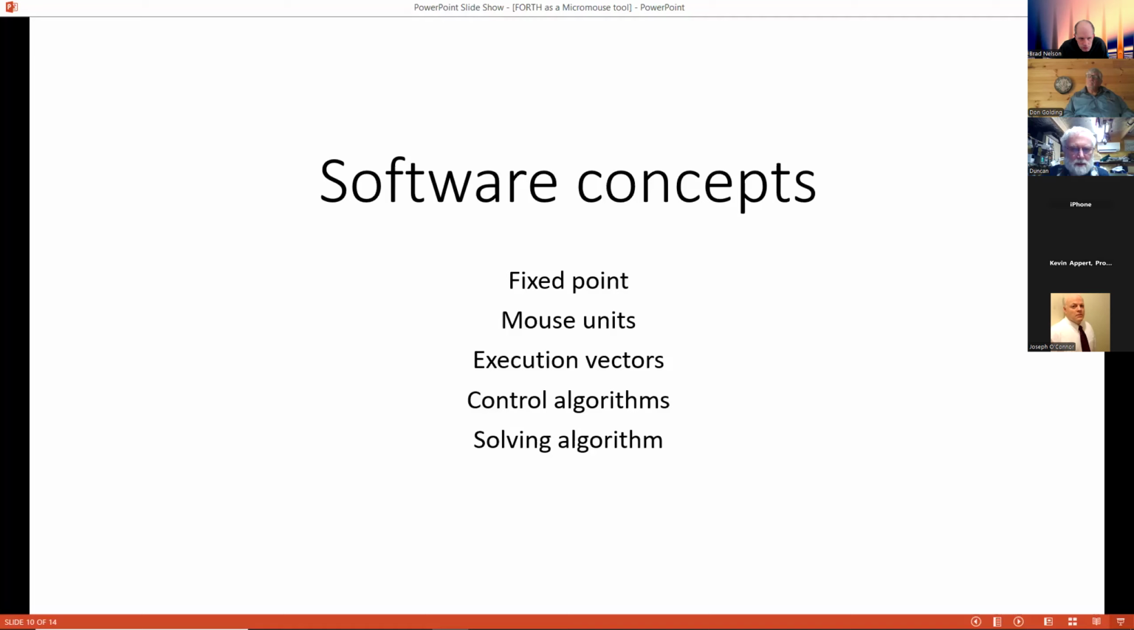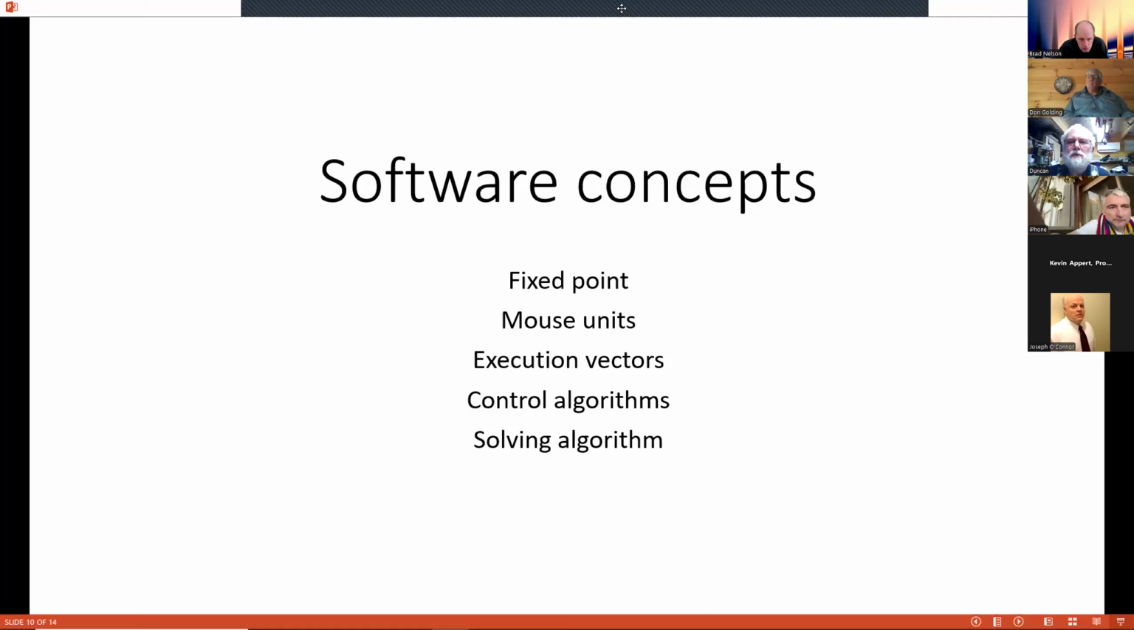What are execution vectors? Okay, I'll stop sharing and talk.